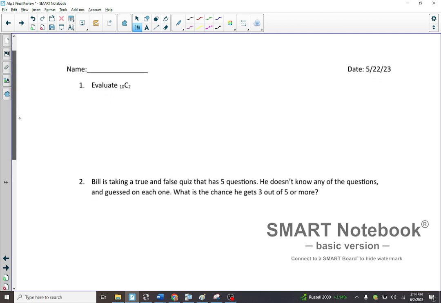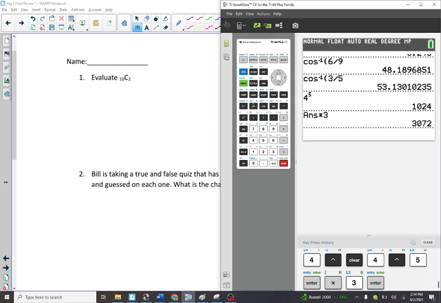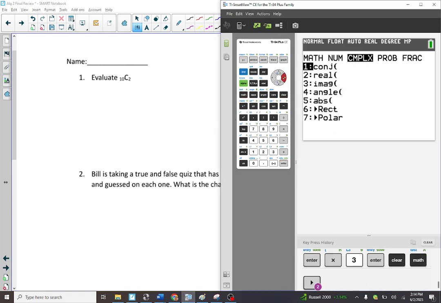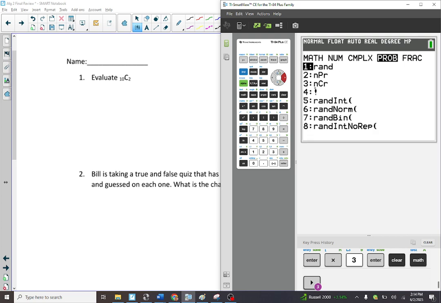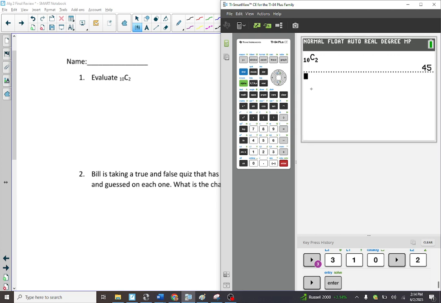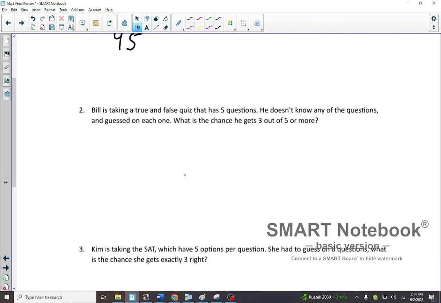All right, this one, evaluate 10C2. What's easy about this is you literally go to your calculator, go to math, go right to probability, you go into nCr, so it's option 3. I'm going to put 10, and I'm going to put 2. If you have an older version, you must type in 10 first before you do the nCr. This case is 45.